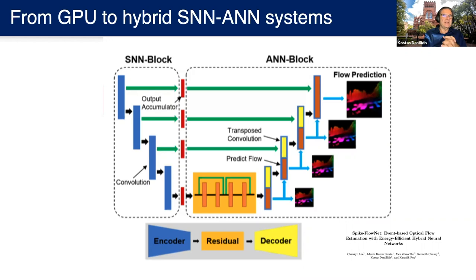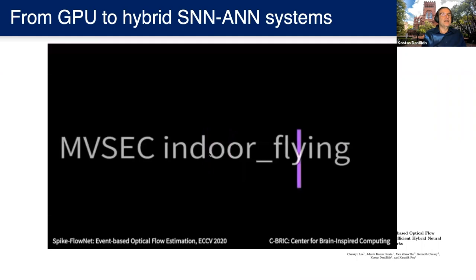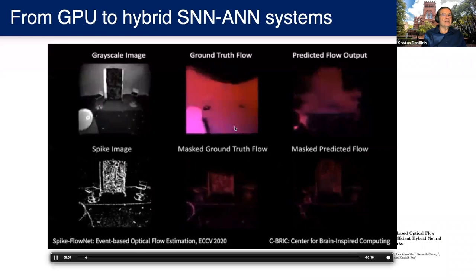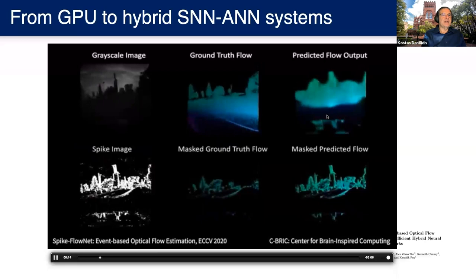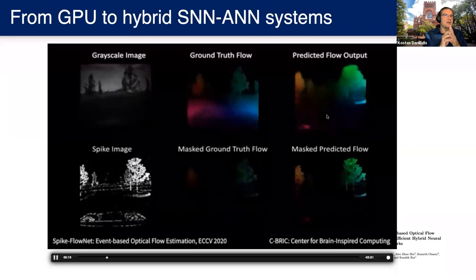This has the advantage that we know very well how to train the ANNs. We don't know how to train the spiking neural networks. And we're actually using a similar loss. This appeared at ICCV a few weeks ago. We got a very good flow. You see here the ground truth flow, and on the right you see the predicted flow output using a mixture of a spiking neural network and the artificial neural network.